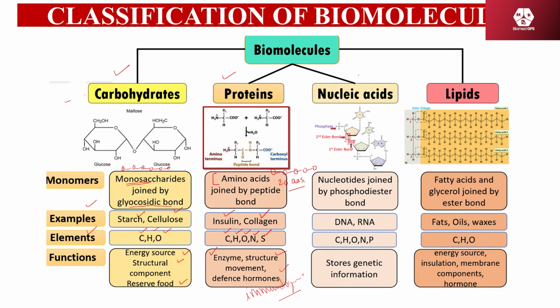The third biomolecule is the nucleic acids. Nucleic acids are nothing but the DNA and the RNA that we talk about. In the case of nucleic acids, different nucleotides join together. Basically, the nucleotides are joining together with the help of phosphodiester bonds and forming DNA and RNA. The basic constituents of the nucleic acids include carbon, hydrogen, oxygen, nitrogen, and phosphorus. And the main function is to store the genetic information.